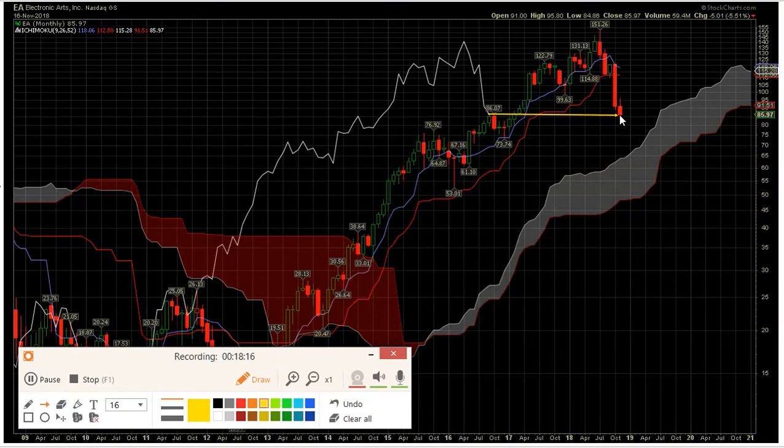Look at the price now at about 86. It can drop all the way down to about 65 just to be at the top edge of the cloud. So I would be staying out of this. Electronic Arts is not a buy. It is a danger ahead, and I would not be holding this. I would be selling this, if anything.